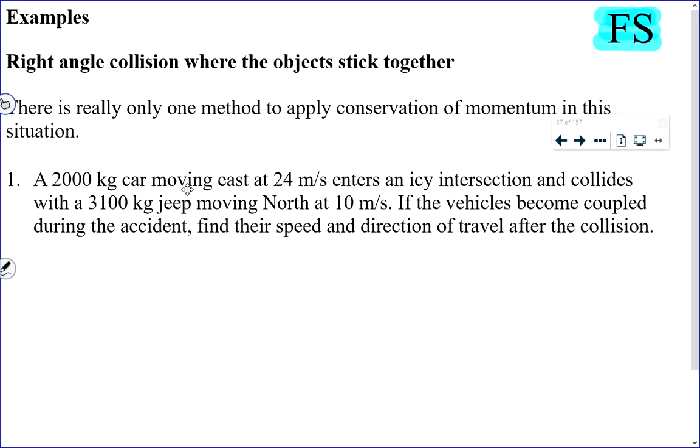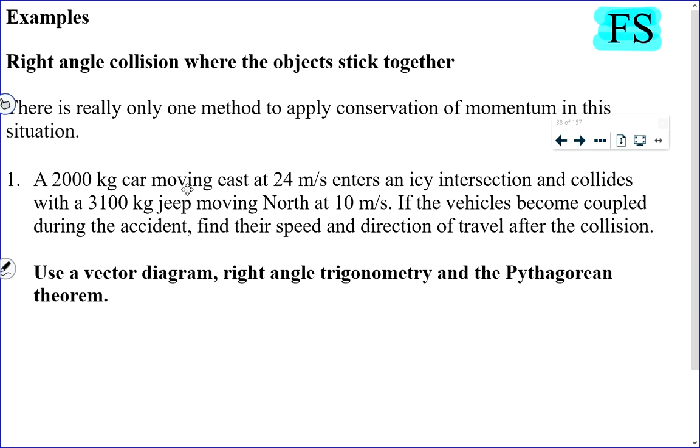What we have is a 2,000 kilogram car that's moving east at 24 meters per second. It enters an icy intersection and collides with a 3,100 kilogram Jeep moving north at 10 meters per second. And like many collisions, the vehicles become, in this case, coupled together, which means they stick together. They lock together at least momentarily after the collision. And we want to find their common speed and direction of travel after the collision.